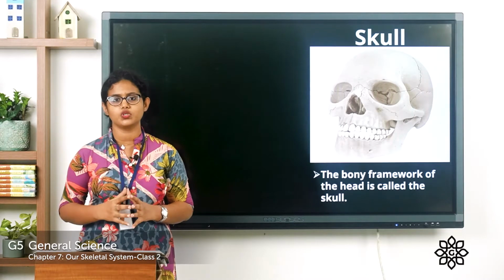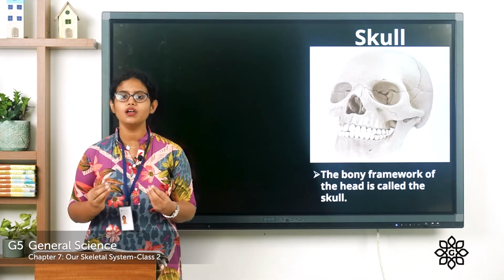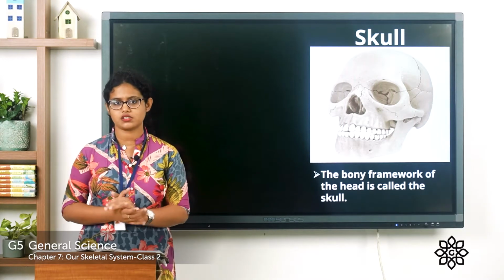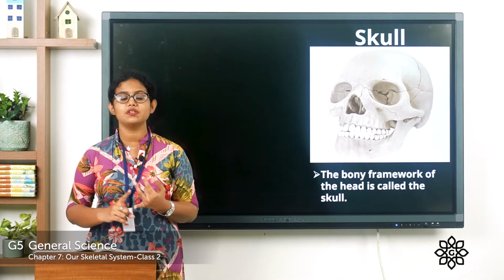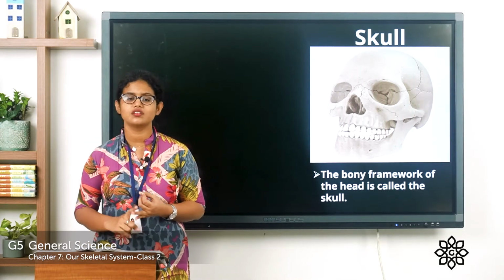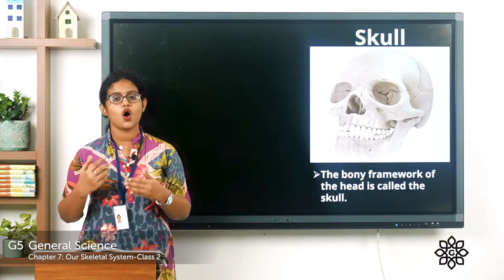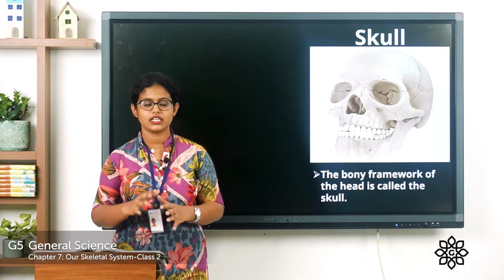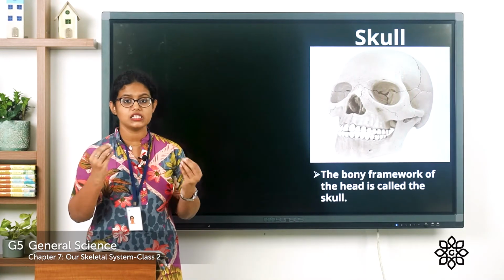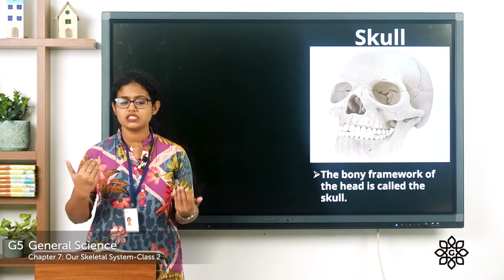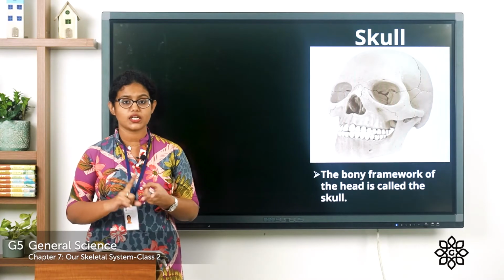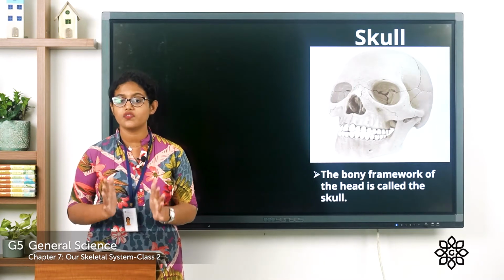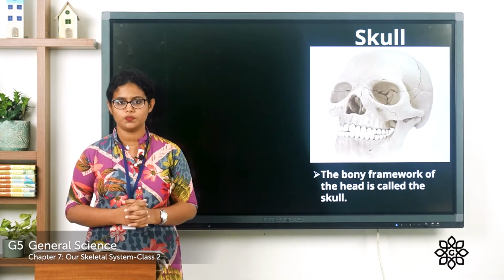So this is our lower jaw. The lower jaw is a movable bone. Except our lower jaw, all bones are fixed. Our lower jaw enables us to eat, talk, etc. And we have teeth on our lower jaw and upper jaw. So the first part is the skull, the bony framework of the head. This skull protects our head, eyes, ears, nose, etc. There are 22 bones in our human skull, and all these bones are fixed except the lower jaw.